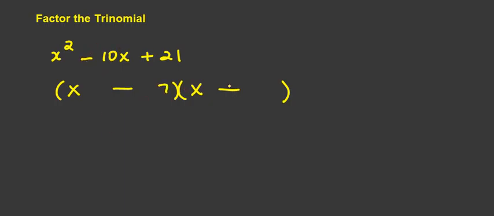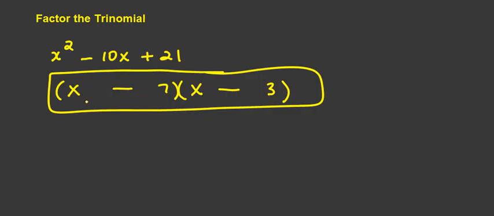Well, we know that 7 times 3 will give us 21. Negative 7 times a negative 3 is a positive 21, and negative 7 plus a negative 3 is a negative 10. So this is the correct factorization. And remember how to check it. You can check by just using the FOIL method.